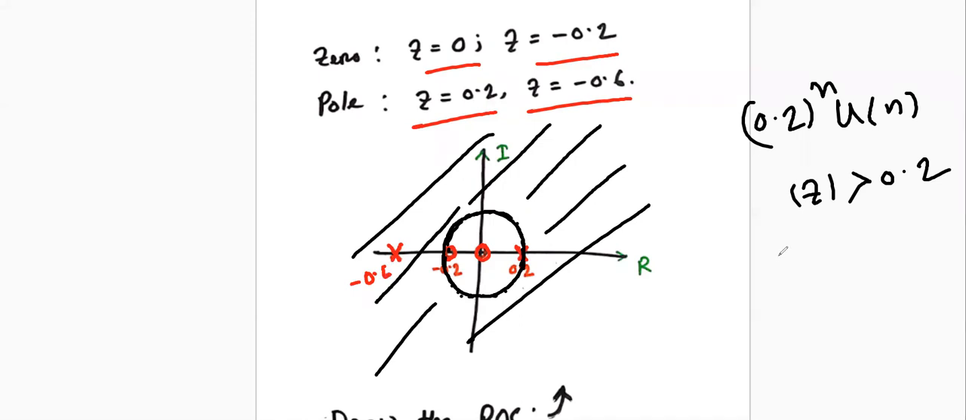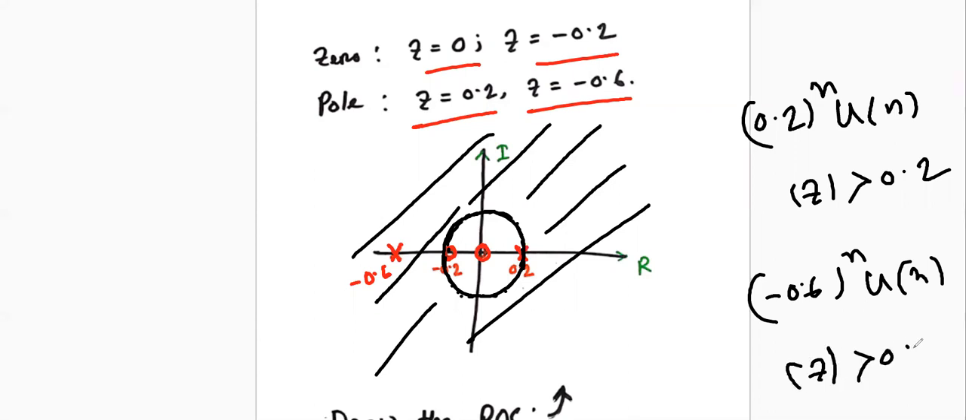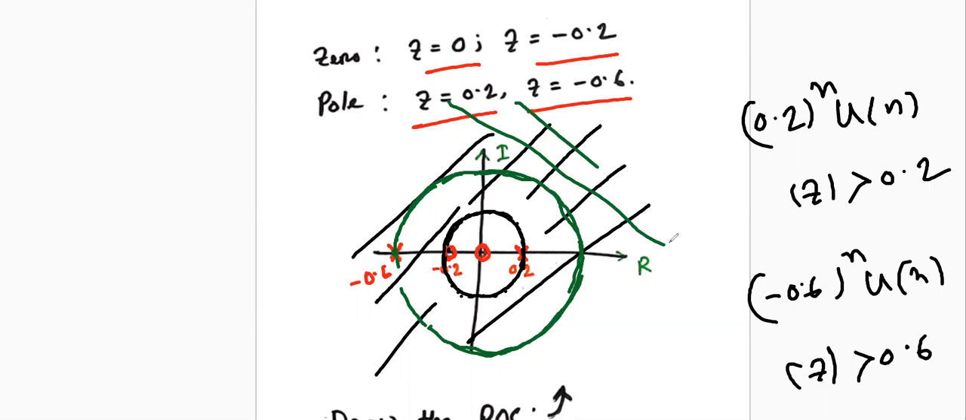For the second part, we have minus 0.6 whole to the power n u[n]. For this one, what is the ROC? The ROC, z should be more than 0.6. So we can draw the ROC. Let's say this is the circle of the radius 0.6 and more than that. That is our solution.